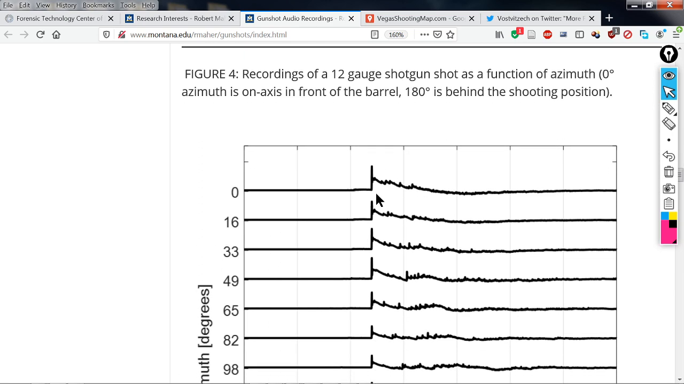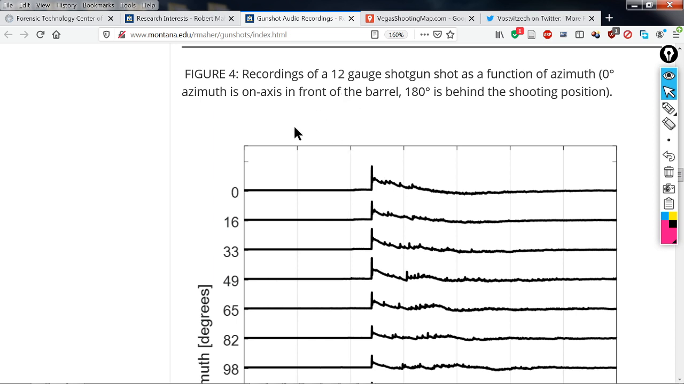So the old model of a spherical, evenly distributed propagating muzzle blast is technically not true, but for locations in front of the gun, which is almost always what we're talking about in the Vegas situation, it is true, or at least it's a good model.